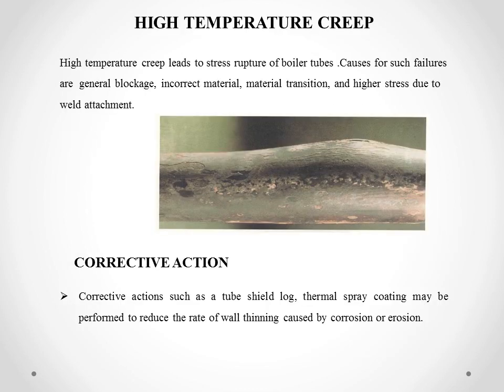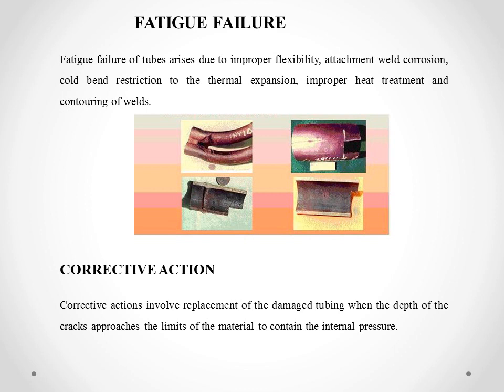High temperature creep leads to stress rupture of boiler tubes. Causes for such failures are general blockage, incorrect material transition, and higher stress due to weld attachment. Corrective actions are tube shields, and thermal spray coating may be performed to reduce the rate of wall thinning caused by corrosion or fatigue failure.